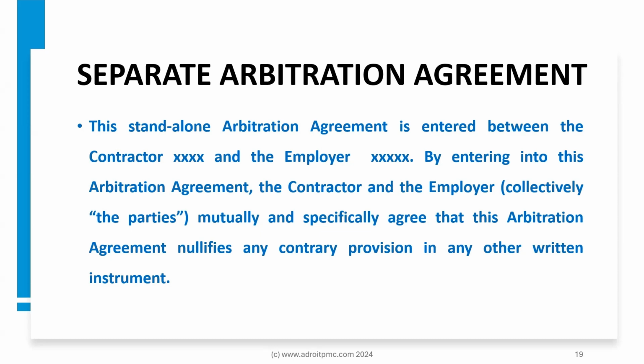This standalone arbitration agreement is entered between the so and so parties. By entering into this arbitration agreement, the contractor and the employer mutually and specifically agree that this arbitration agreement nullifies any contrary provisions in any other written instrument. So this clarifies that in case of any litigation proceedings mentioned in the previous contract, that will be nullified with this standalone arbitration agreement.